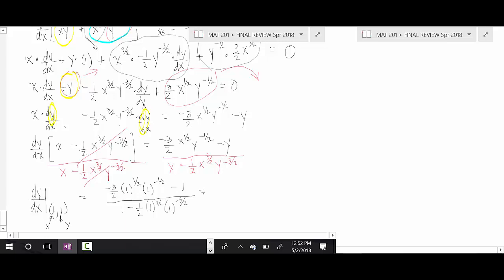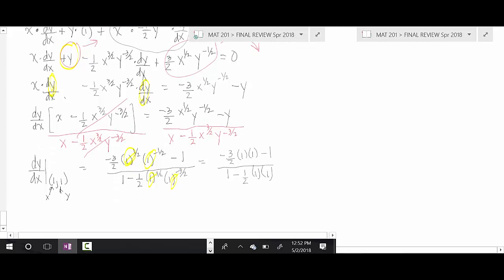Thankfully I gave you a 1. So what's 1 to any power? 1. So you don't need to do square roots and stuff like that. Everywhere you see 1 to a power, those things are all 1. So you would have negative 3/2 times 1 minus 1 over 1 minus 1/2 times 1 times 1. You can do that in your head if you want to. That would give you negative 3/2 minus 1 over 1 minus 1/2, and then you just put that together. There's more than one way to do this. You can get a common denominator if you want to.